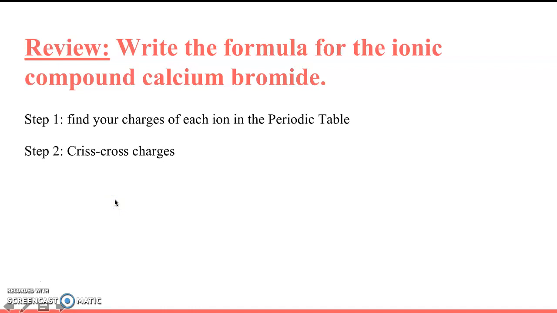So like I said, you have to find the charges of each ion in the periodic table. You're going to crisscross your charges. And step 3 is actually reducing to the lowest ratio possible if you have to. In this case, you did not.